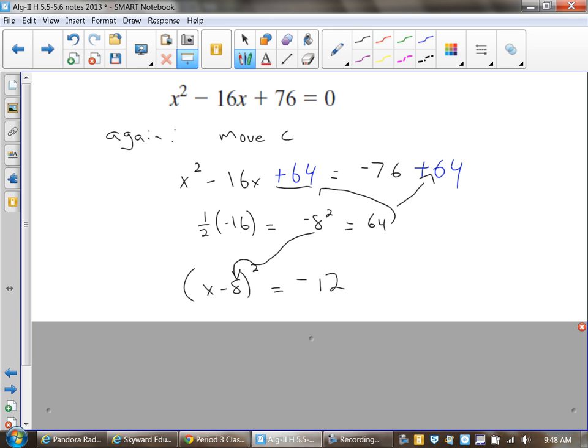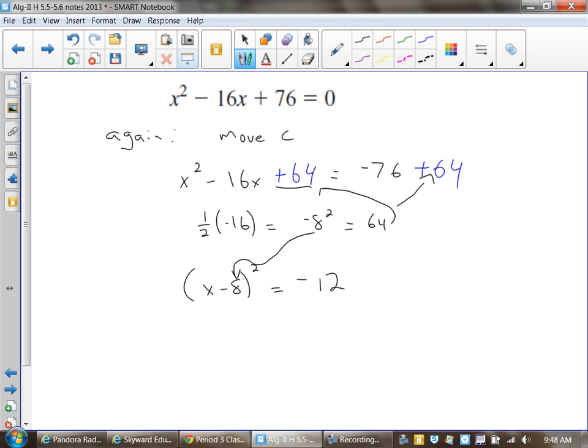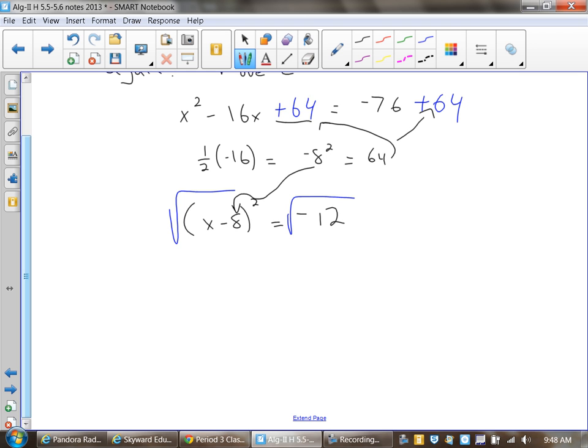And now you're at the exact same step you were in section 5.4 when you used imaginary numbers. So you have junk squared equals a number. How do you undo the squaring? Take the square root. What's the square root of negative 12? 2i root 3. Okay, so you have x minus 8 equals, uh-oh, I took a square root over an equal sign, plus or minus 2i root 3. And then lastly, what do you do? You add the 8. Half of b, square it, add it to both sides.